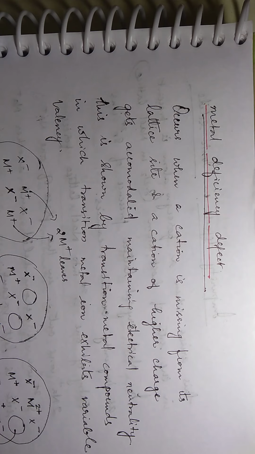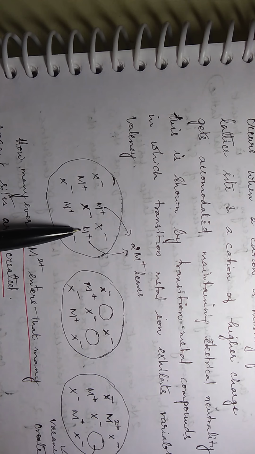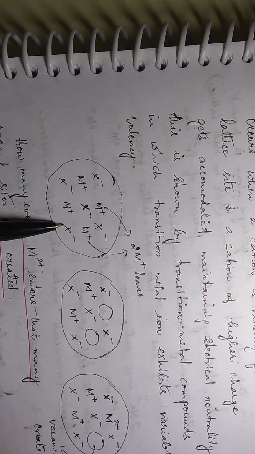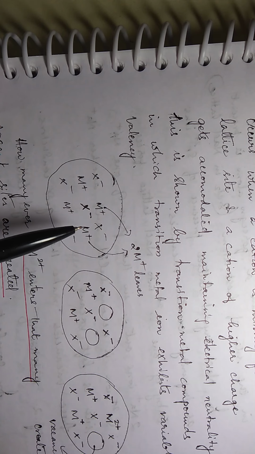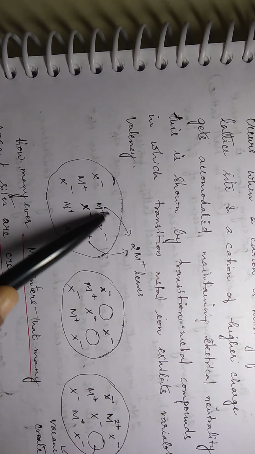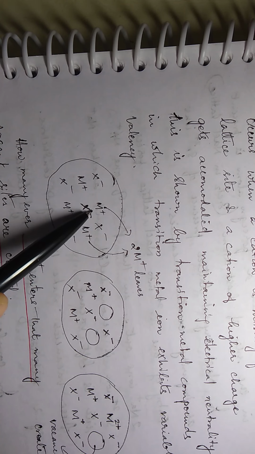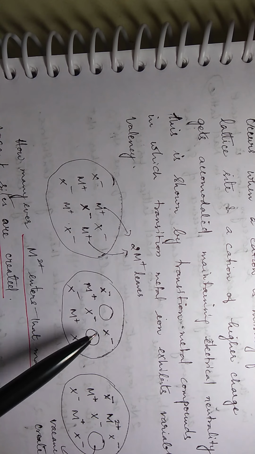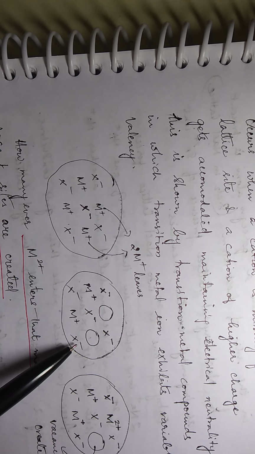Now here what happens, say for example, this is a crystal lattice which is made up of M plus and X minus, just like NaCl, anything like that. M plus and X minus are forming a crystal lattice. Now from this crystal lattice, two M plus ions leave. They leave the lattice, and the places where they were are now vacancies. They are now vacant.